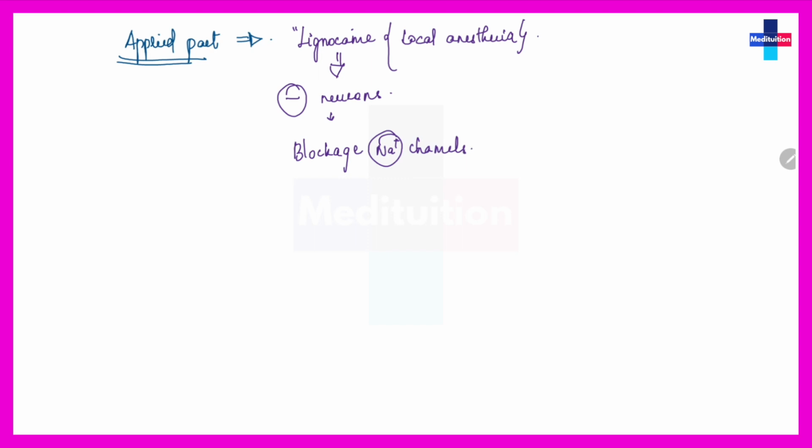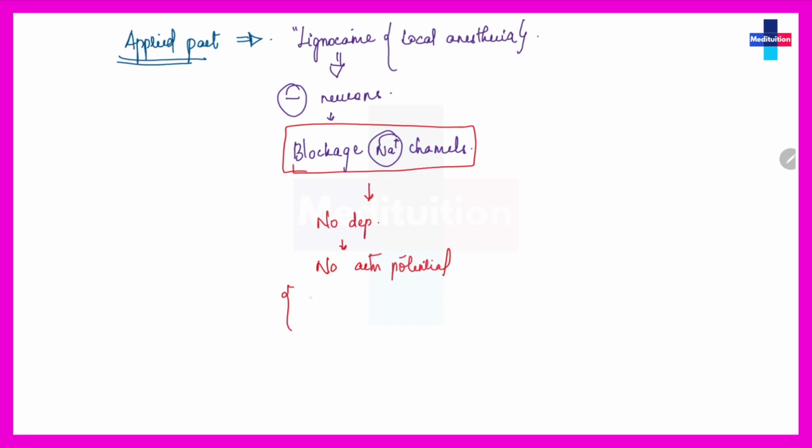So once these sodium channels are blocked, what happens? Obviously no depolarization, so no action potential further. That is why there is no response from your muscle. This makes the fibers insensitive in the local place. That is how this local anesthetic called lignocaine works. So this is a kind of applied part.